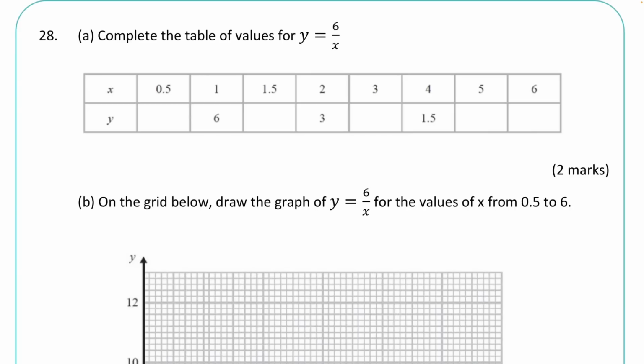So starting from the right hand side, because 6 divided by 6 is 1. So that's a dead nice one. In the middle, you've got 6 divided by 3. That's 2. That's a nice one as well. And the rest there are going to take us a little bit of time to work out.